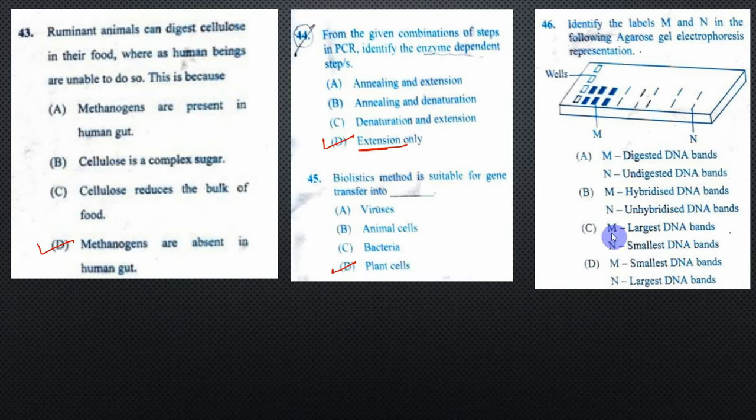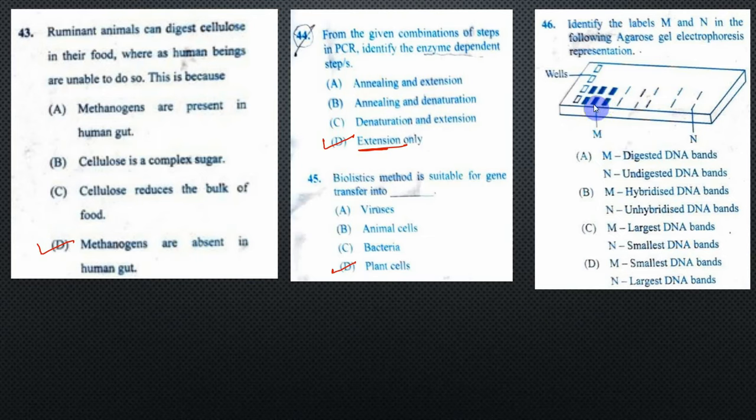In the case of C, M is largest DNA bands, N is the smallest DNA bands. And in the case of D option, M is smallest DNA bands and N is largest DNA bands. So we should remember that agarose gel electrophoresis is a technique that is mainly used for separation of the DNA. So the DNA molecules will be separated based upon their length. Shorter the length, more farther they will move.